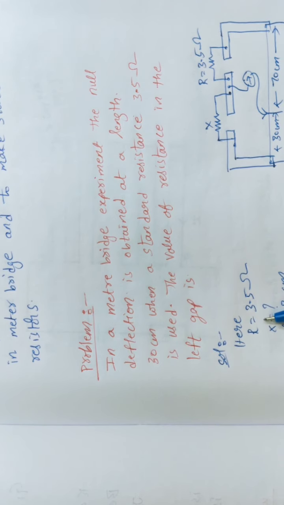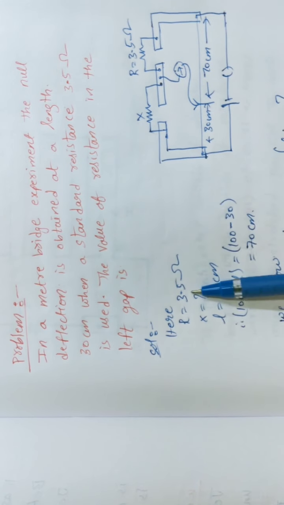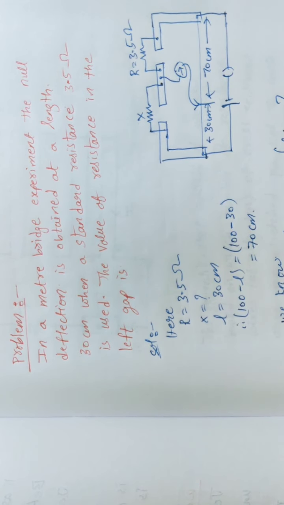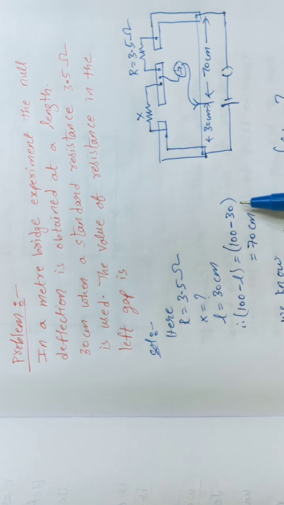Here in the right gap, 3.5 ohms is present. The unknown resistance we want to calculate. Here the balancing length is given as 30 centimeters. So 100 minus L becomes 100 minus 30, that value becomes 70 centimeters.